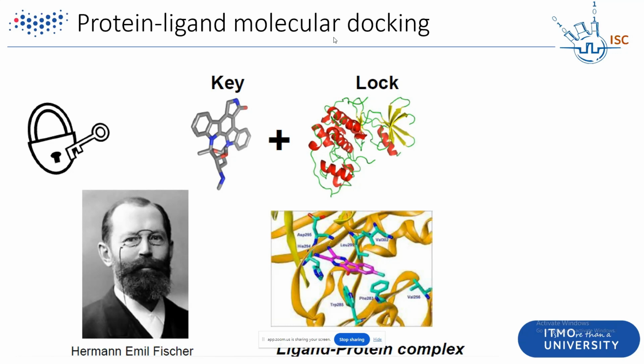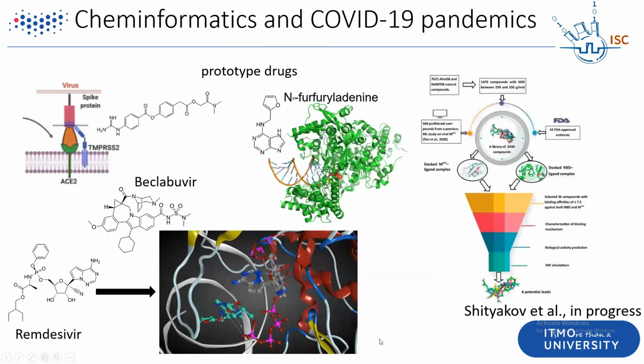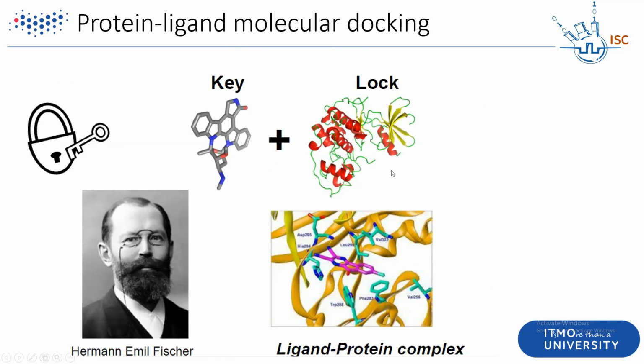Protein ligand molecular docking is a technique which is widely used in chemoinformatics to analyze the interaction between the protein and the ligand, like we have here. The key and the lock. The key is the ligand and the lock is the protein. There are some binding sites in the protein for the interaction.